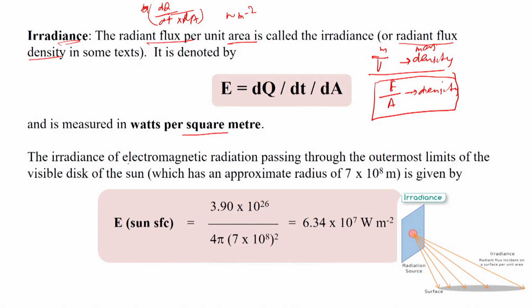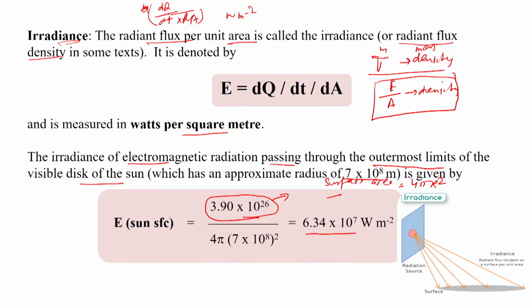We also calculated the irradiance of electromagnetic radiation that is passing through the outermost limit of the visible disk of the sun, and we assumed that the sun's radius is about 7 into 10 to the power 8 meter, and we calculated the radiant flux that we had from the sun, 3.9 into 10 to the power 26, and if you multiply by its surface area, which is 4 pi r square, you will get about 6.34 into 10 to the power 7 watts per meter square.